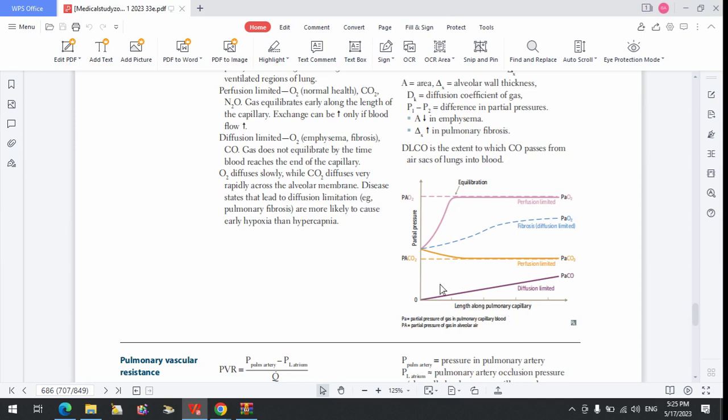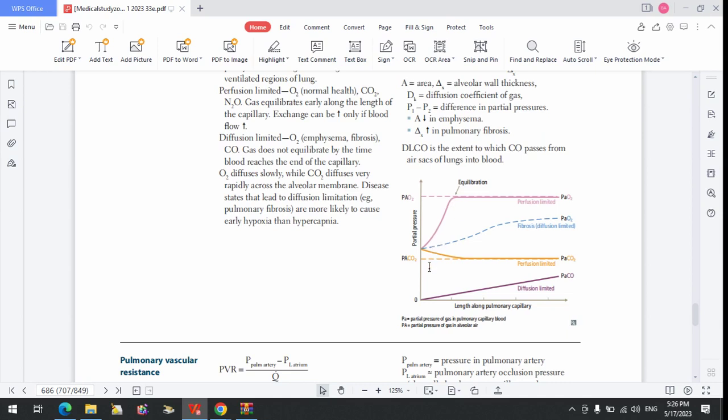Now, if you look at the starting partial pressure of 46, you can see that oxygen is rapidly increasing in partial pressure as you are moving along the length, and it equilibrates with the partial pressure of the alveoli, PAO2, at this point. Can you guys see that point? Having traversed less than 1/3 of the length of the capillary, you can see where it achieved that equilibration. That is very early. But you can see that it actually equilibrates.